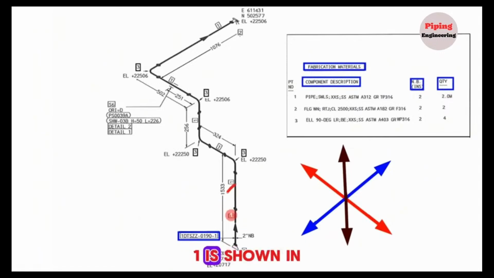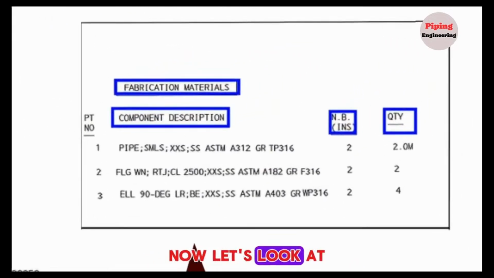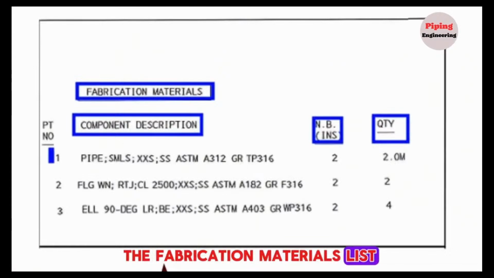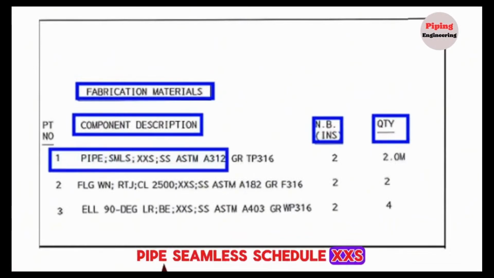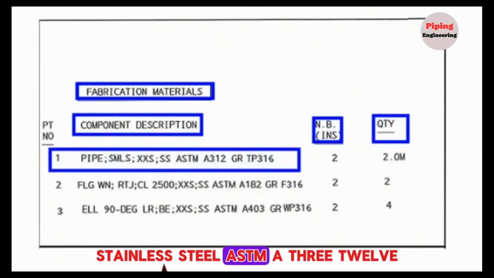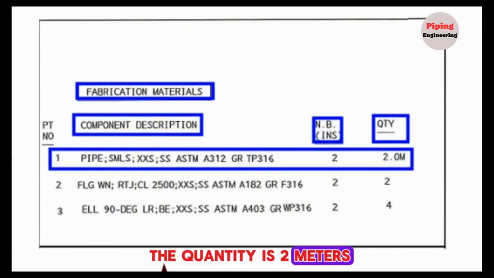Item number 1 is shown in several places on the pipe drawings. Now let's look at the fabrication materials list. Item number 1 is pipe, seamless, schedule XXS, stainless steel ASTM A312, grade TP316, size 2 inches, the quantity is 2 meters.